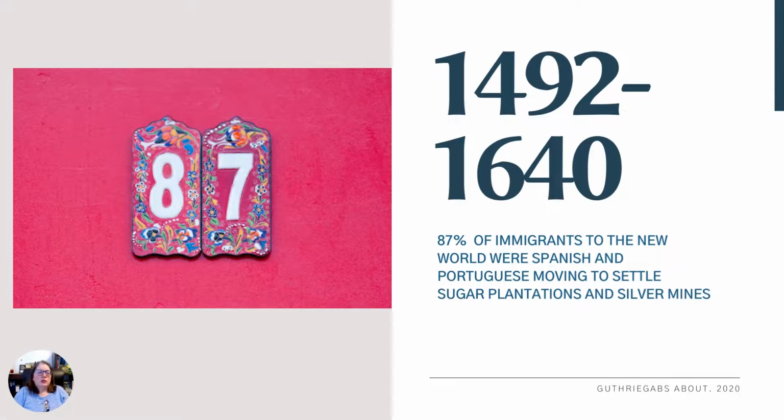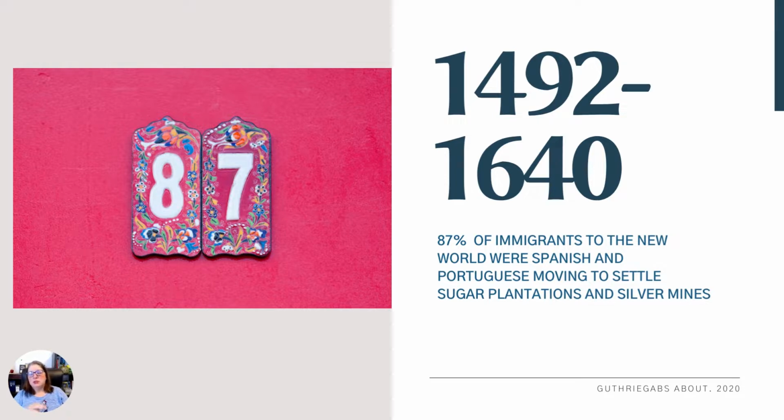All right, so let's look at the numbers. From 1492, when Columbus first arrives in the Americas, to 1640, right, a little over 100 years, 120 years, 87% of people coming to the Americas were Spanish and Portuguese. And they were settling sugar plantations and silver mines. So you're not really bringing your family with you unless you're very wealthy, and you're probably sending your children back to Spain and Portugal to be educated, or you're bringing tutors in for them. You're going to be a very isolated community.